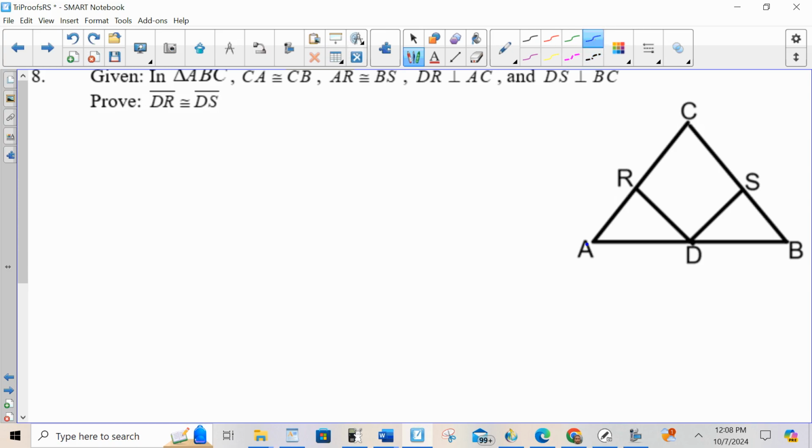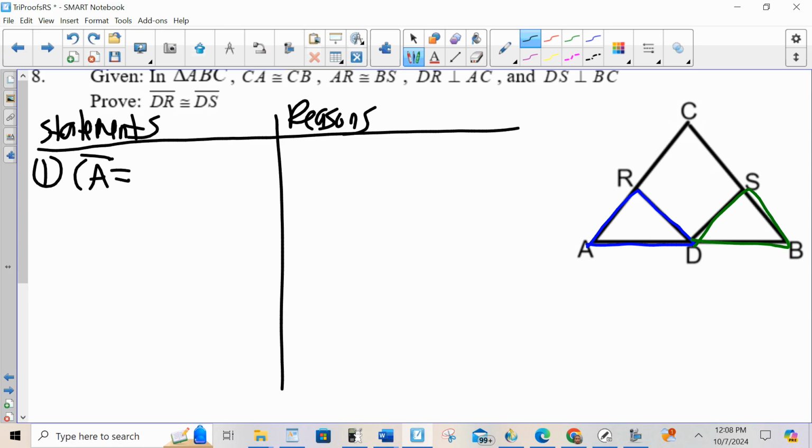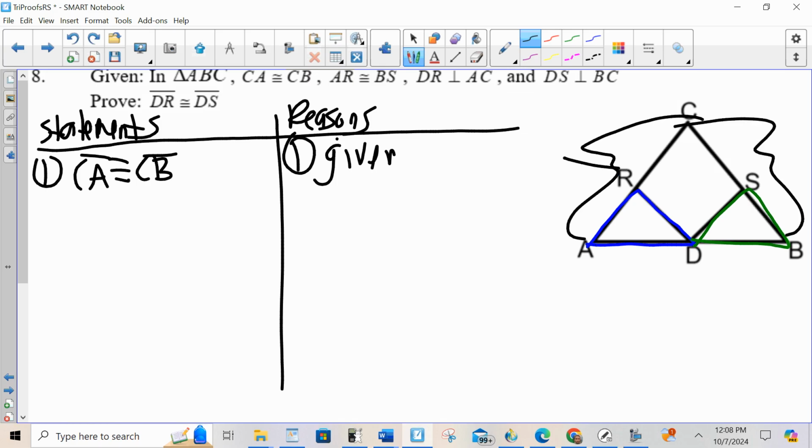It is to me. I really only see 2 triangles that I could possibly be proving congruent, the blue and the green. So, statements. Reasons. CA is congruent to CB. Given. Now here's the big question. Is CA a side of the triangle I'm trying to prove? And the answer is no. So why did they give it to me?